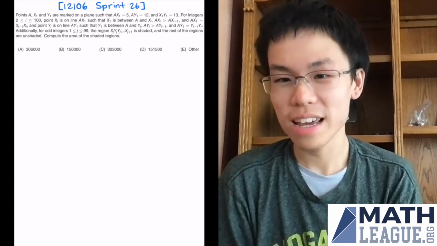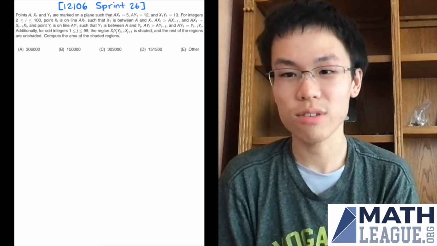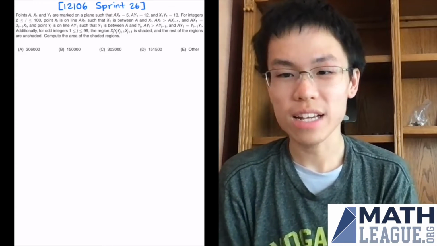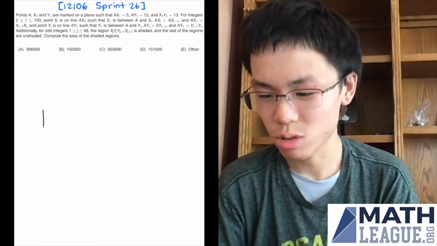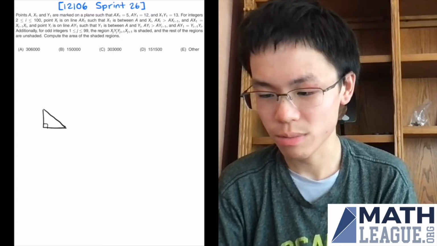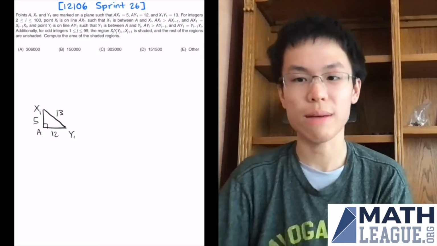Okay, points A, X sub 1, and Y sub 1 are marked on the plane such that A X sub 1 equals 5, A Y sub 1 equals 12, and X sub 1 Y sub 1 equals 13. Oh, that's a 5, 12, 13 right triangle. I'm going to go draw that right there, and I'm going to go label the points for convenience sake. Then 5, 12, 13. Okay, that shouldn't be that bad.